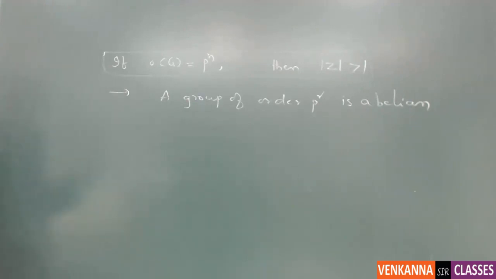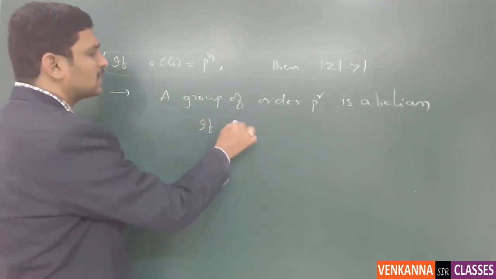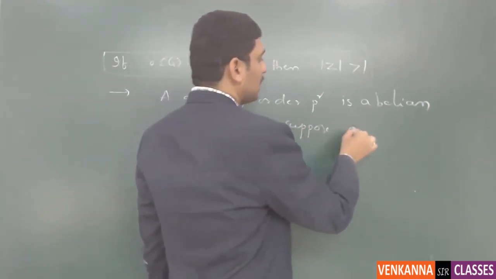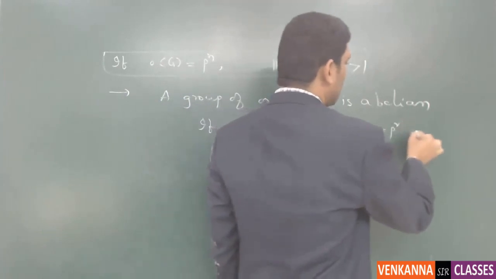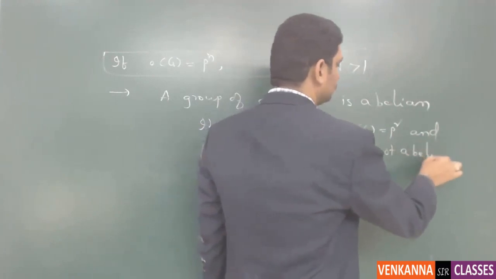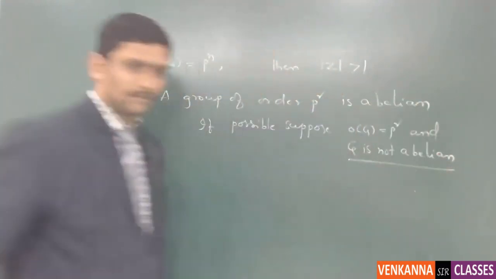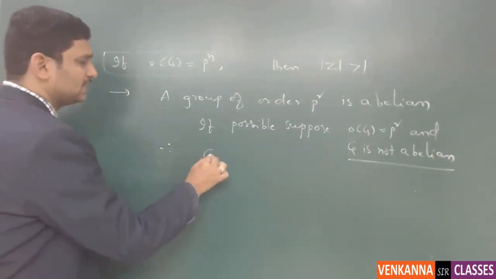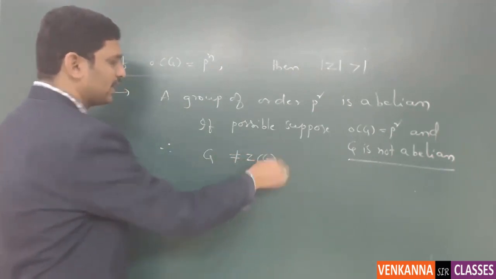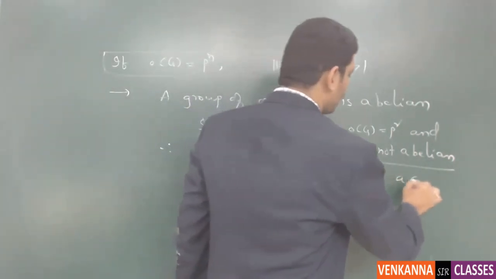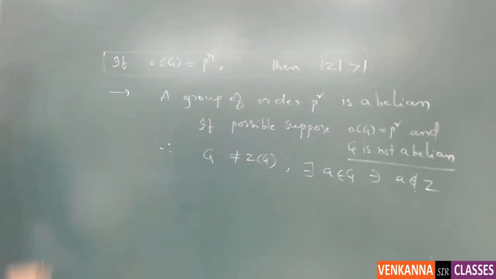Right. Now, if possible, suppose order of G is equal to P square and G is not abelian. Let us take it like that. Therefore, immediately we can say that G and its center are different. There exists an element in the group which does not belong to the center, and this is the hierarchy for us.